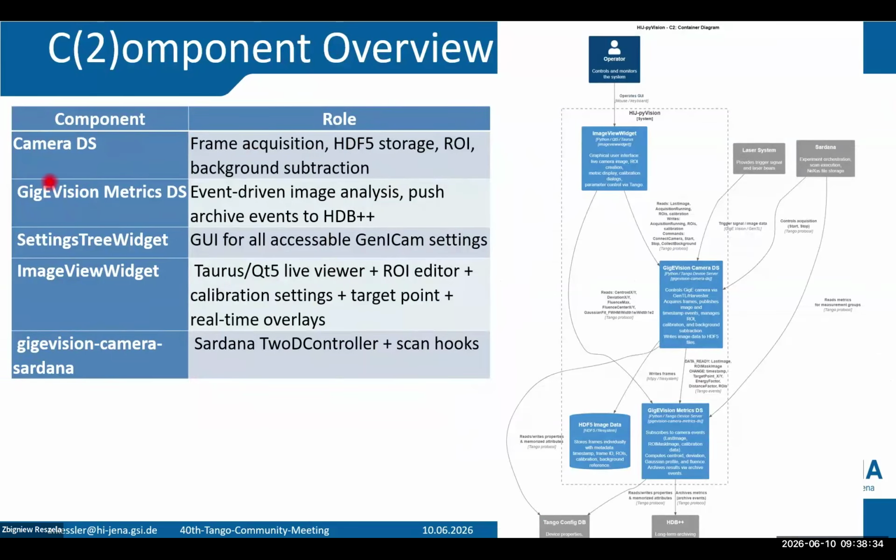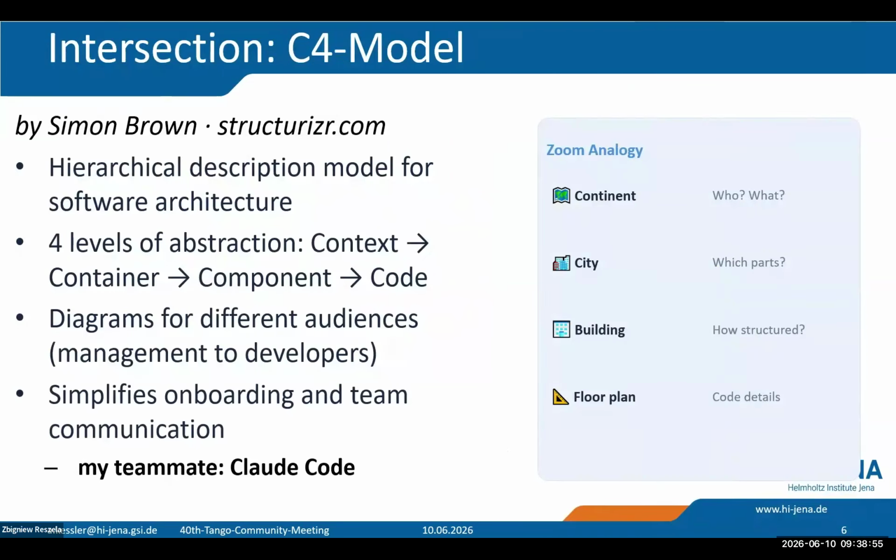So now component, I write here, it's 2. Why? Because this diagram is the so-called second level C4 component overview, and for the C4 I go to the next slide. It was introduced by a guy called Simon Brown. Does anyone know about C4?